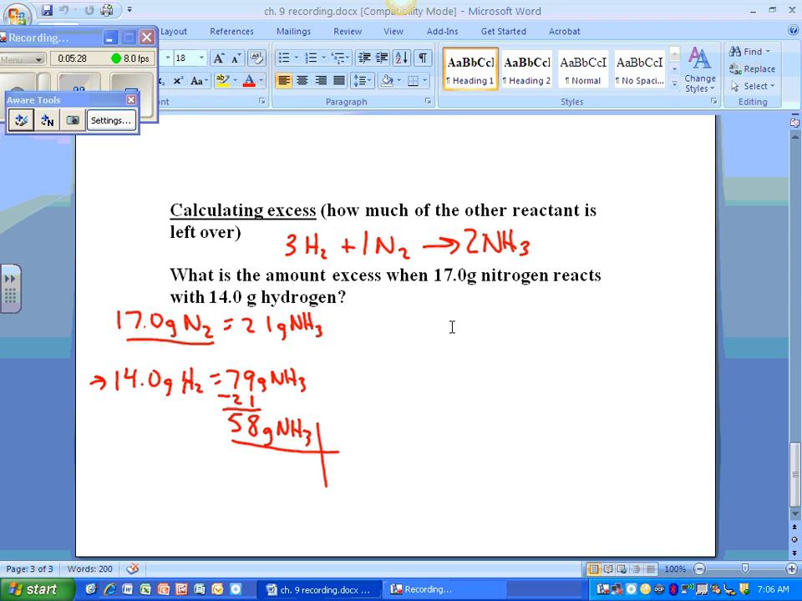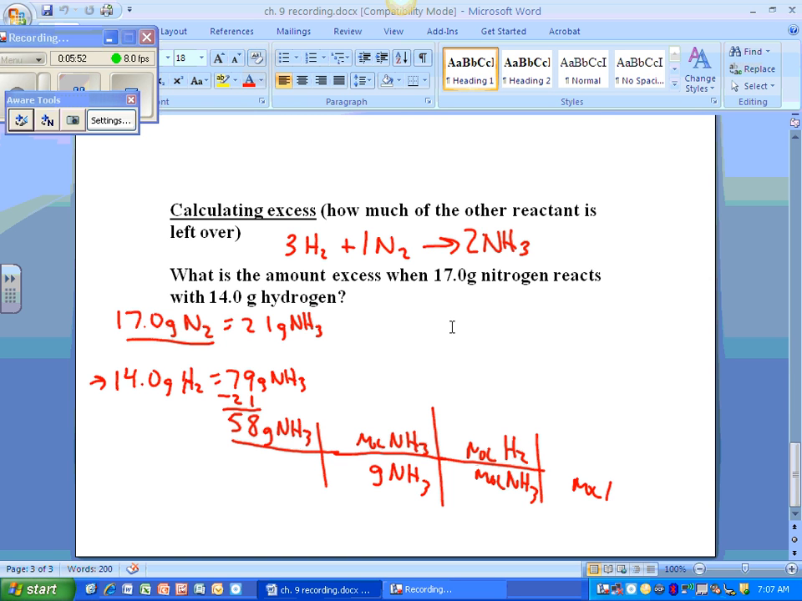Now, let's solve it back. Grams of ammonia to moles of ammonia. Now, here's where we need to be careful and just kind of keep our head about us, because we have to remember what we're solving for. We're solving for our excess reagent. Now, in this case, hydrogen was our excess reagent. Okay, not nitrogen. That was our limiting reagent. We're going to solve it back for hydrogen.